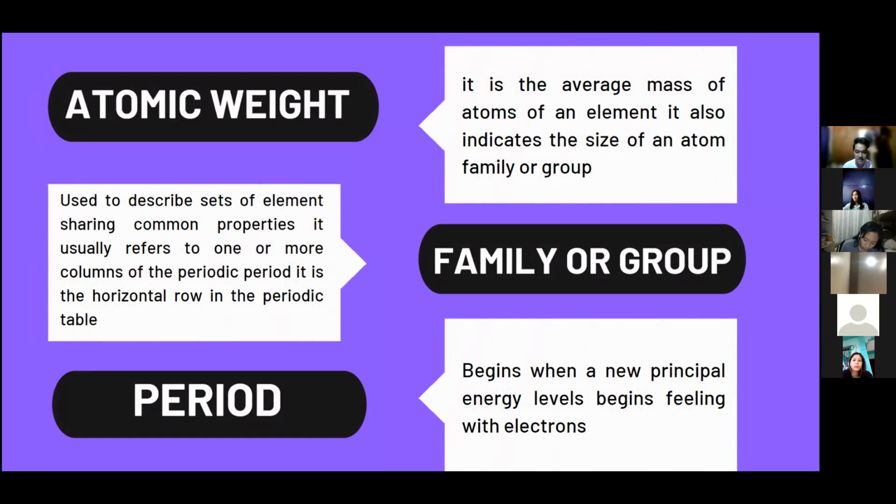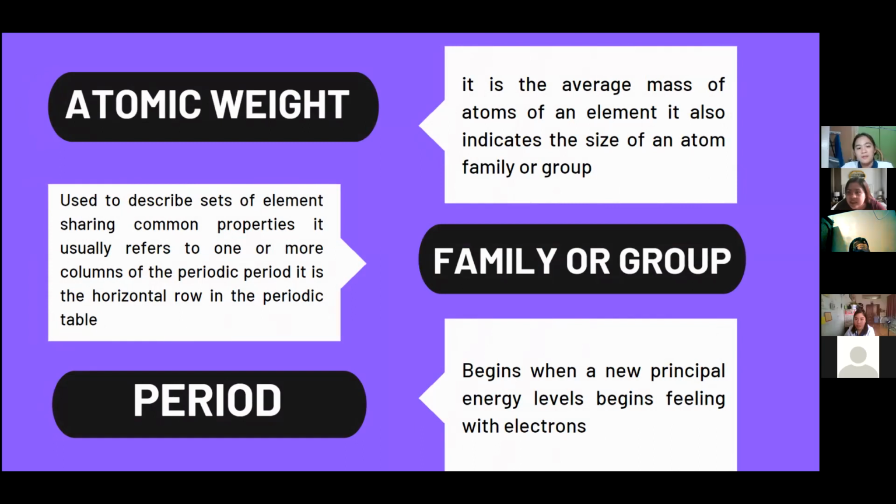So next, the atomic weight. It is the average mass of atoms of an element. It also indicates the size of an atom. Meaning, whatever the atomic weight is, that is also its size.